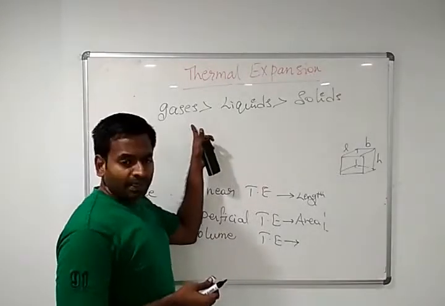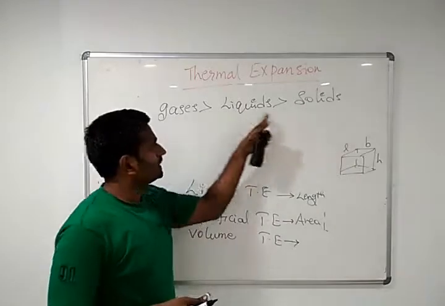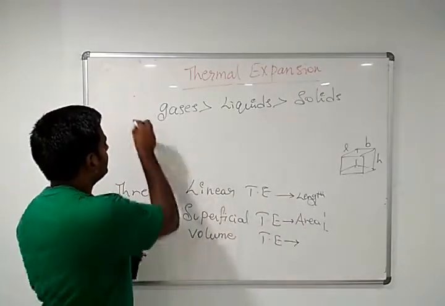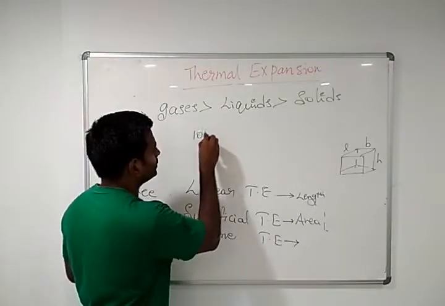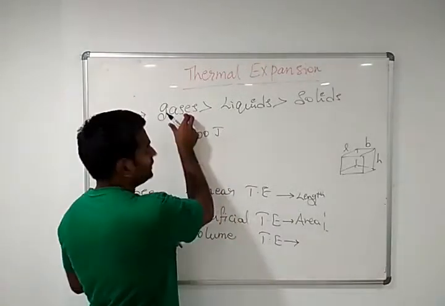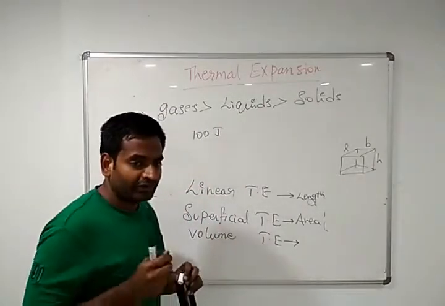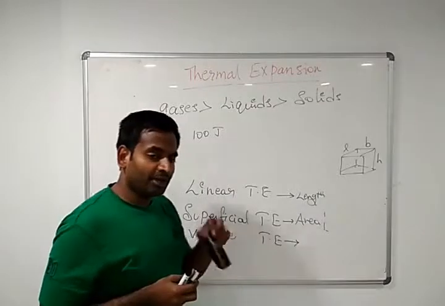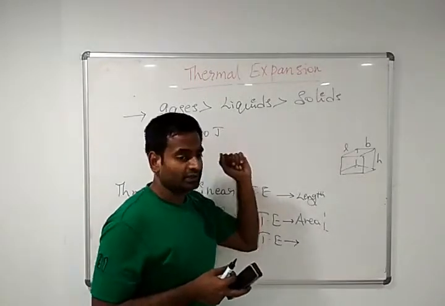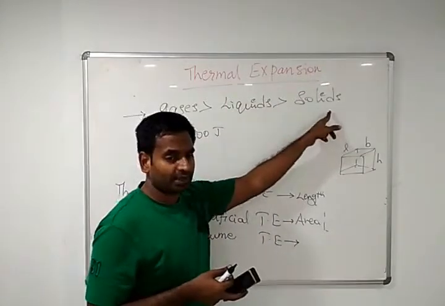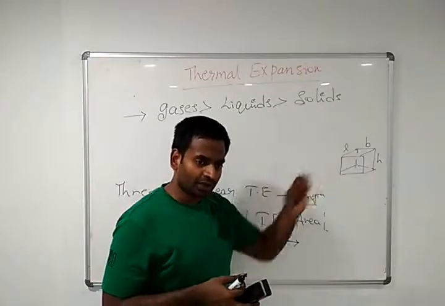Now, we will compare the magnitude of expansion between gases, liquids and solids. When you supply the same amount of heat, let's say 100 joules of heat, to the same mass of gas, same mass of liquid, same mass of solid, gases will expand the most, and then liquids, and then solids. So this is the order in which they will expand. Gases expand the most, liquids next, and solids very little.